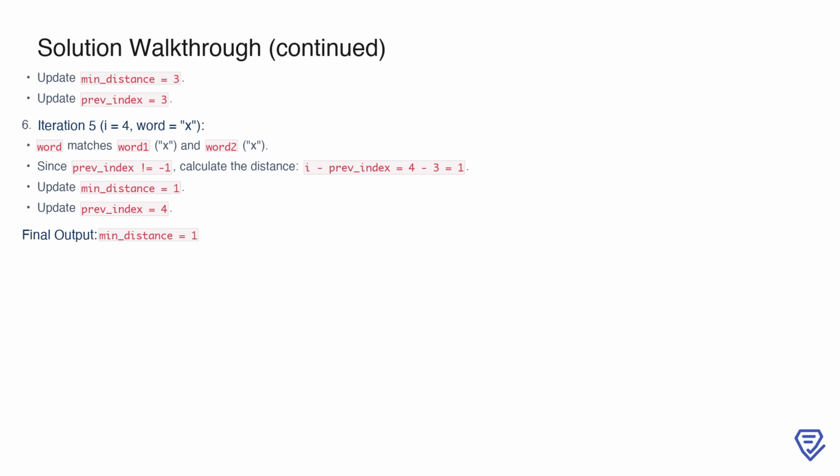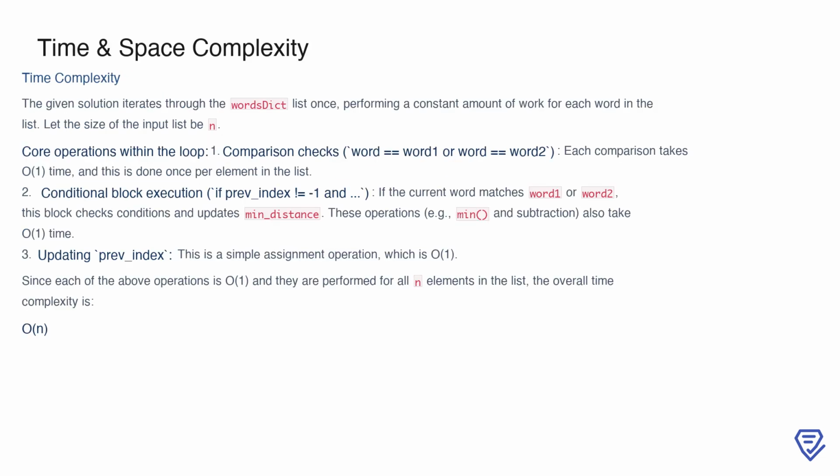This approach ensures we efficiently find the minimum distance between two words, even when they are the same, by iterating through the list just once and updating the required variables as we go. The time complexity of the solution is determined by the fact that we iterate through the words_dict list just once. This means that for an input list of size n, the loop runs n times. Within each iteration, we perform a few constant time operations.